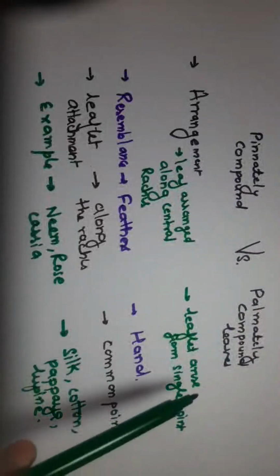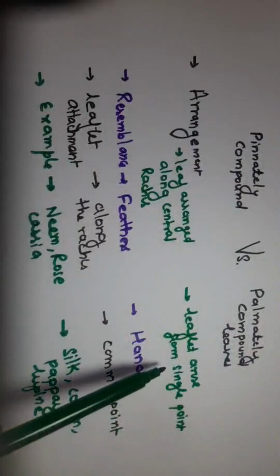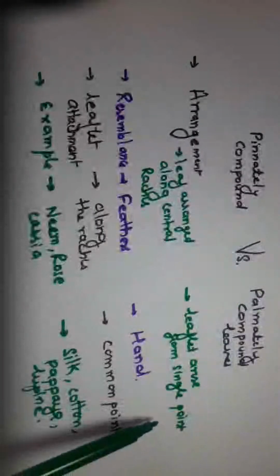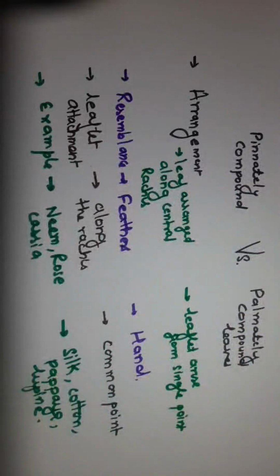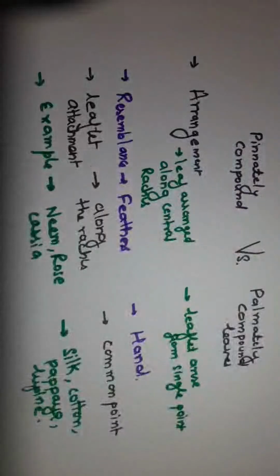Whereas if we talk about the palmately compound leaf, students, then the leaflets will arise from a single point. All the leaflets arise from a single point at the tip of the petiole and they resemble the fingers of our hands. There will be no central rachis in the case of the palmately compound leaf, and instead the leaflets will radiate outwards.